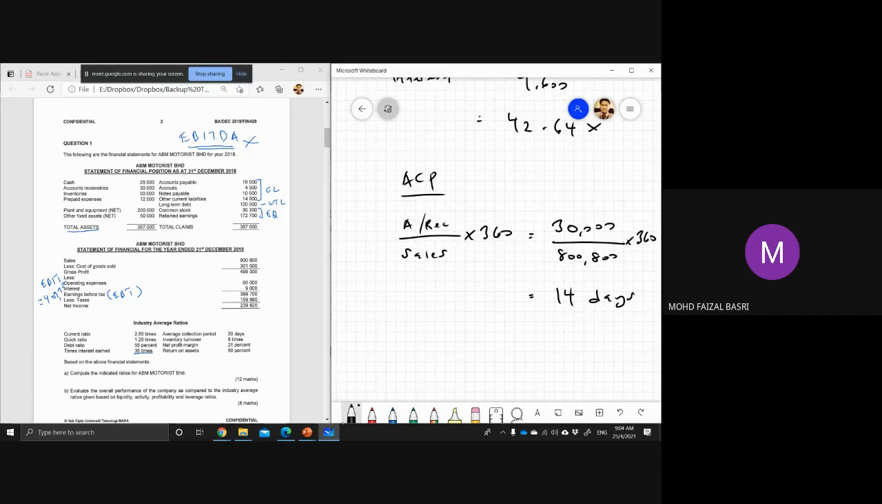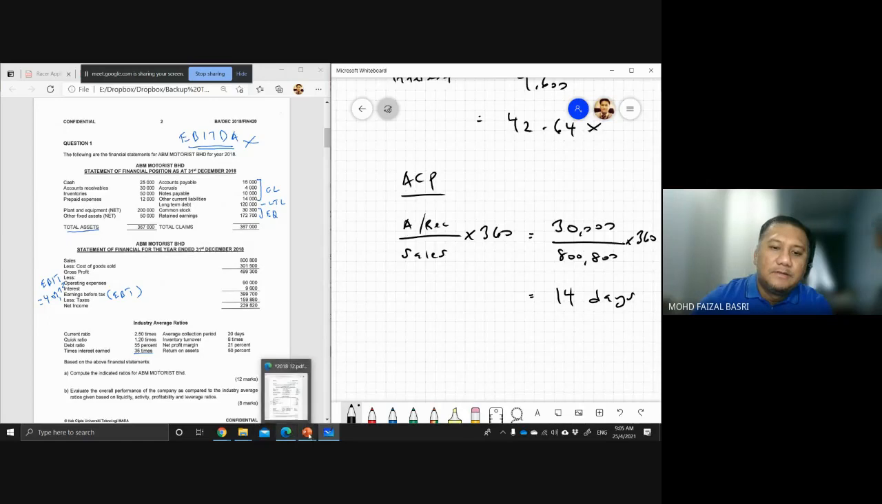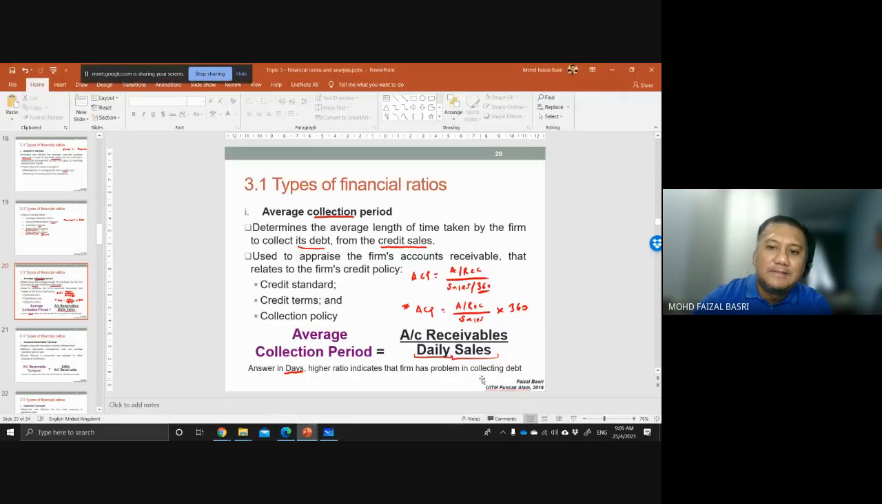Okay, so again, the ACP of the company is better as compared to the industry average. Okay, because they can collect faster. So this company just requires 14 days for their collection as compared to the industry average. As a whole, the industry, on average, is 20 days. So therefore, it indicates that the company has a faster collection process and has fewer problems lah, okay, in collecting debt.